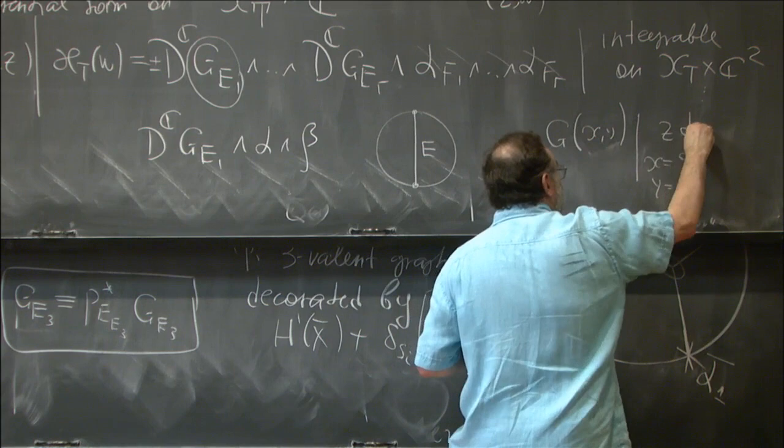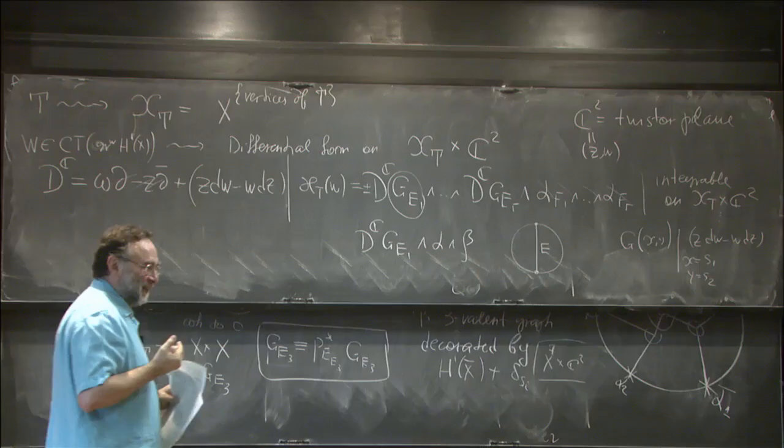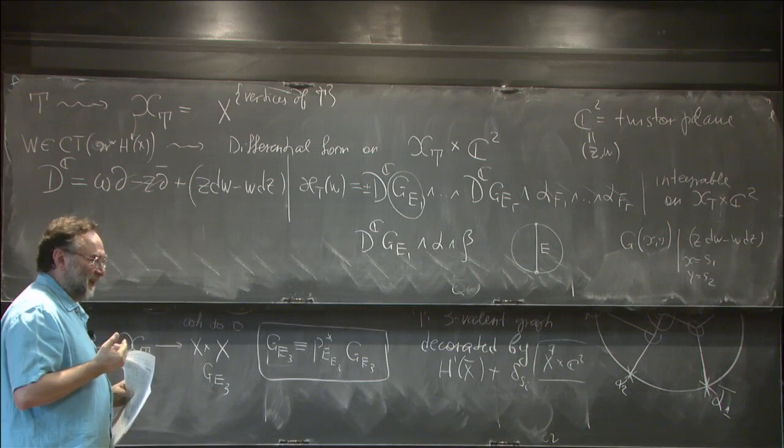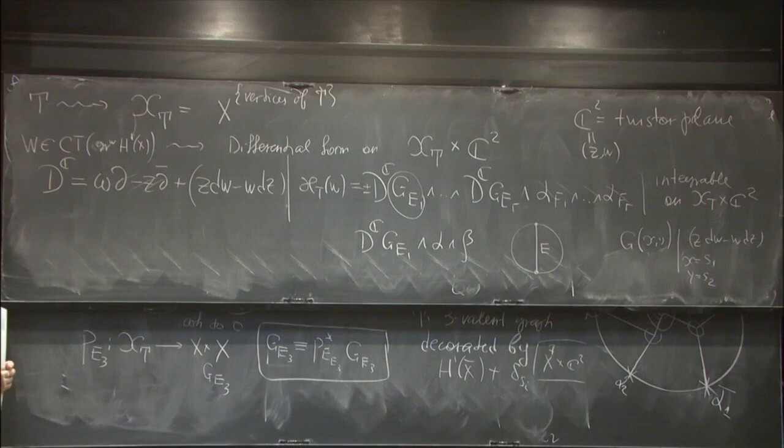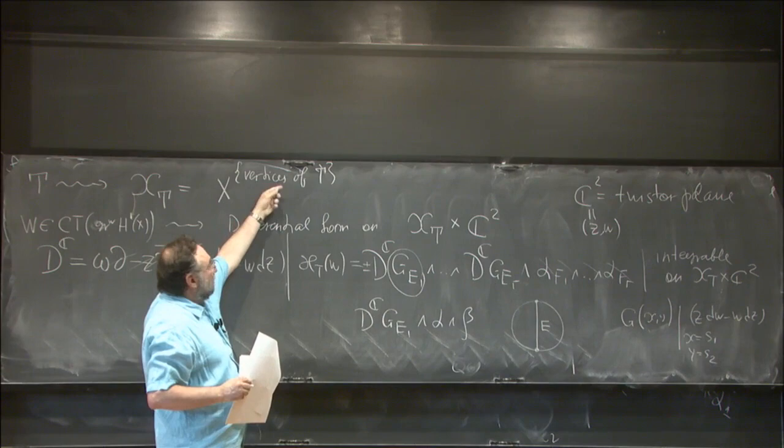Richard, I simply didn't have time to tell you everything about this picture. I think the trouble is that you were to define a differential form on curly X_T times C_T. We don't know what T is. T has the S's in it. So is T only the inner vertices? No, it's all vertices. But when I say differential form, in this case it will be a function along the S's.